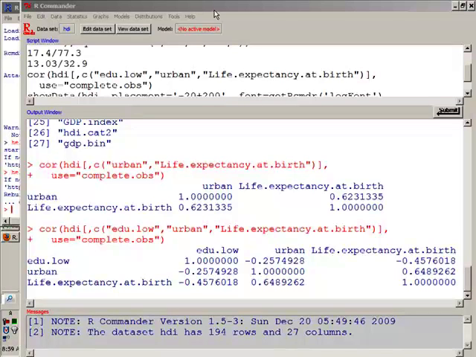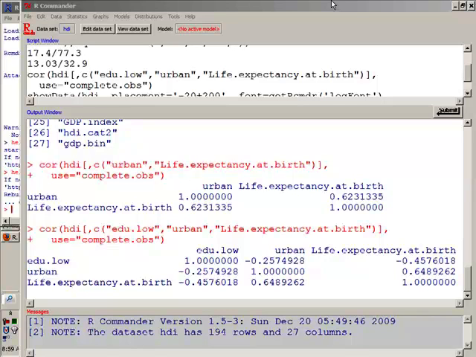So as I mentioned, the correlations could be both positive and negative. In order to completely comprehend this concept, let's consider three variables. Percentage of urban population within a country is one variable. The other variable that we were working with is life expectancy at birth. And the third variable is education, but low level of education.